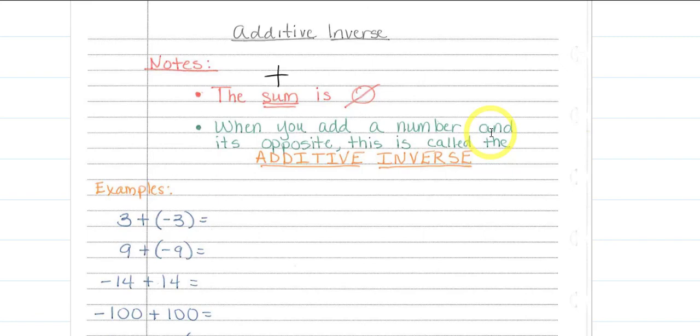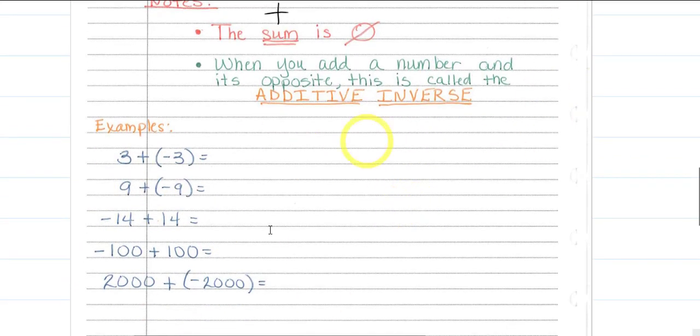The second note says, when you add a number and its opposite, this is called the additive inverse. So this is a property that we're using called additive inverse, and it comes about when we take a number and add it together with its opposite. Okay, we will definitely be using this in our next lesson, and we'll do an activity with it. But for now, let's just get the concept down. And so this is talking about adding a number and its opposite.